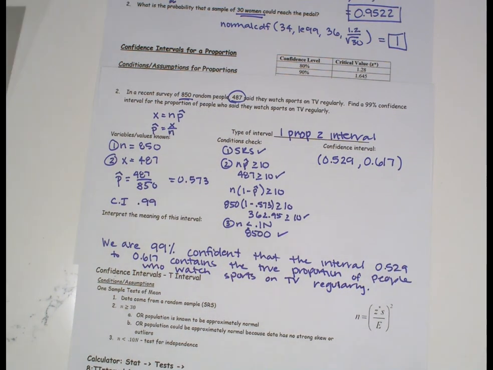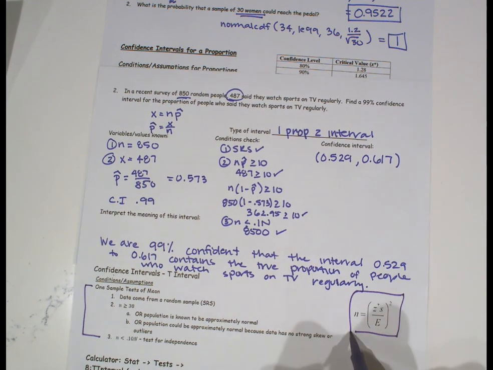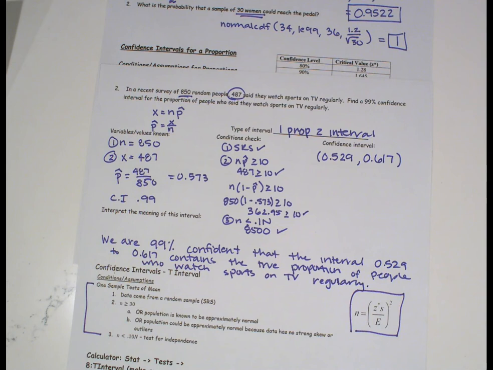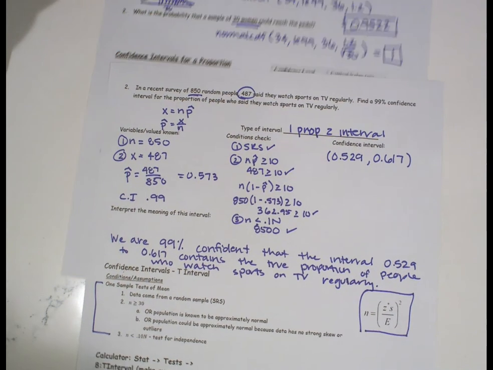So then the other kind of confidence interval that we did was our t-test, or our t interval. That's when we're given a mean and a standard deviation. So again, here's these conditions. This will be on your formula sheet. How to find the n value when you're doing a t interval is here. So let's look at some examples that go with that.